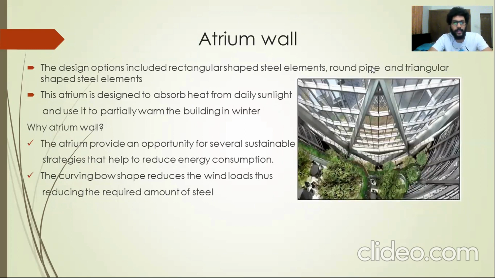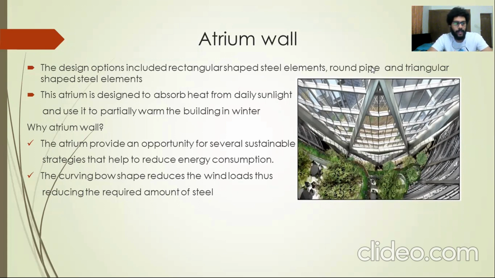The atrium wall system is the most dramatic element in the architectural design of the structure. The design options included rectangular shaped steel elements, round pipe, and triangular shaped steel elements. The atrium wall is designed to absorb maximum heat from the sunlight and use it partially to warm the building during winter. Now let's have a look at the advantages of the atrium wall.